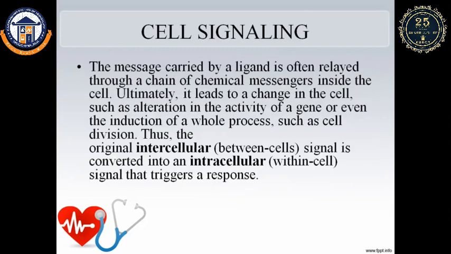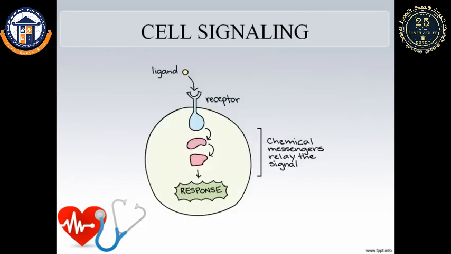Next, in cell signaling, the messages carried by ligand are often relayed through a chain of chemical messengers, and this can be between intracellular and extracellular, where intracellular is within the cell and extracellular is between the cells. When the ligand attaches to the receptors, other cell organelles receive the signal from the receptors, and the response comes out from the cell.